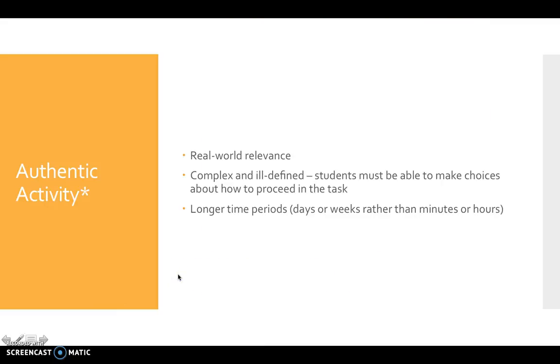Authentic activity, and this one has an asterisk next to it because it's probably the most important element of authentic learning: that students are involved in an activity that is authentic. An authentic activity has real-world relevance. It's not just a school activity, it's something that connects to the real world outside of school. It's complex and ill-defined. It's not ill-defined for students, but meaning that students can make choices about how to proceed and that multiple different responses to the activity might be available.